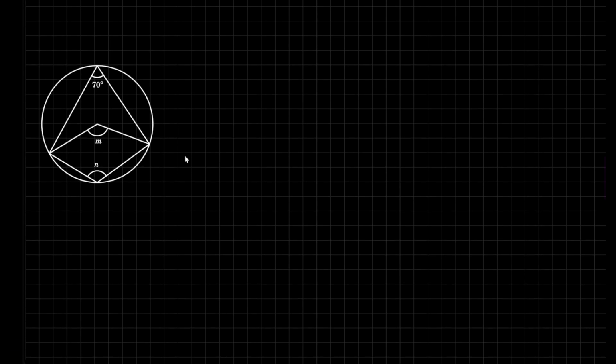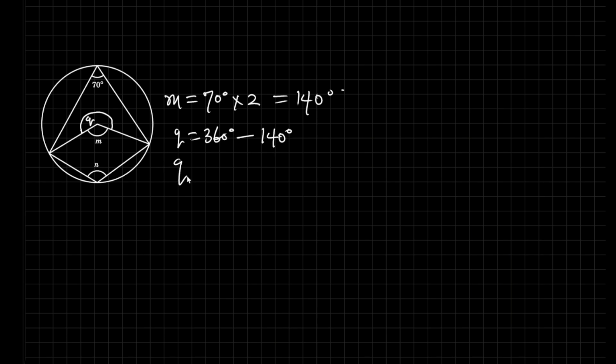Now, we have one more example. In this example, we have to find the value of m and n. You can try this because it's straightforward. m is equal to 70 multiplied by 2, which is 140. If m is equal to 140, we can easily calculate the reflex angle produced here by subtracting. So let's call this Q. We know that Q is equal to 360 degrees minus 140 degrees. Q is equal to 220.